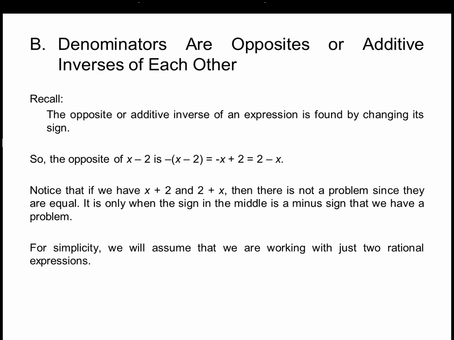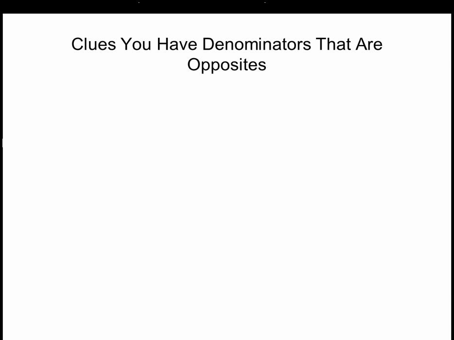For simplicity, we're going to assume that we are looking at just two rational expressions. Okay, that is just going to make it easier for the moment. That we only have two rational expressions. So clues, you have denominators that are opposites.